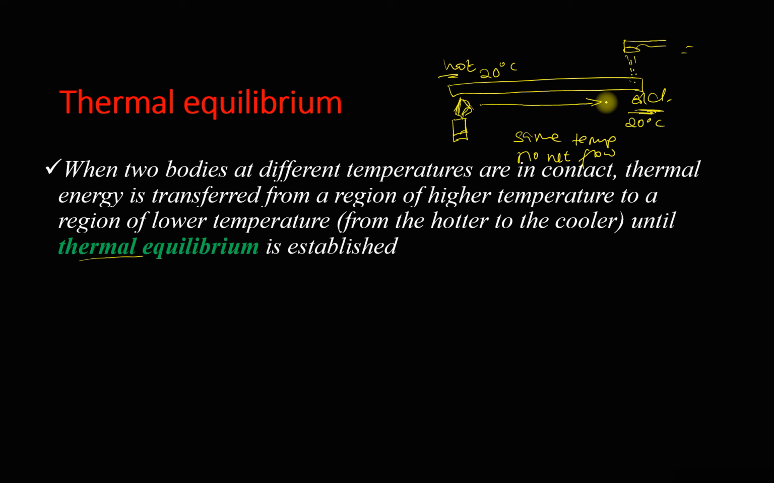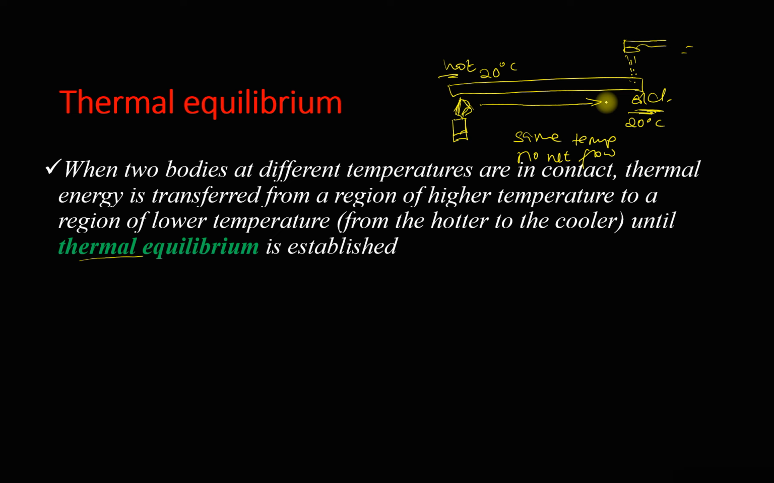So heat naturally flows from a region of high temperature to a region of low temperature as long as there is a difference in temperature between the two ends. But if there is no difference in temperature between the two ends, then heat flows equally in all directions. So we saw that there is no net flow of thermal energy because the temperature is the same. So we say thermal equilibrium has been established.